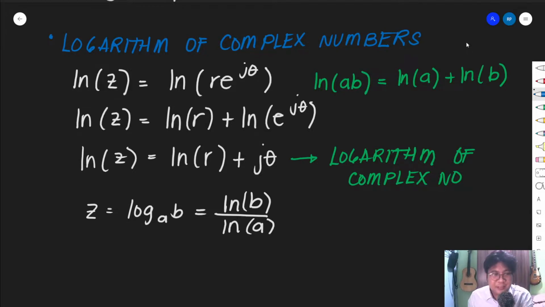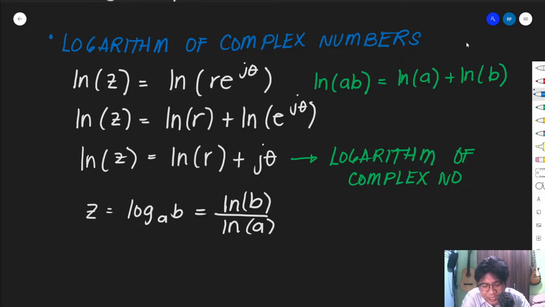So next, let's discuss the logarithm of complex numbers. If a complex number, kinuha natin yung natural logarithm niya, so we have z is equal to r times e raised to j theta, yung complex form natin.